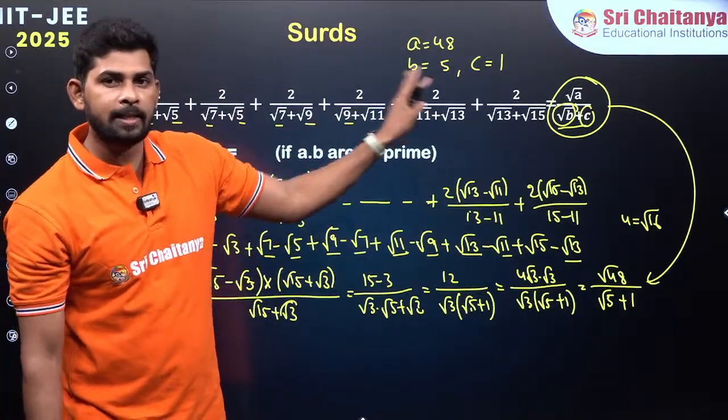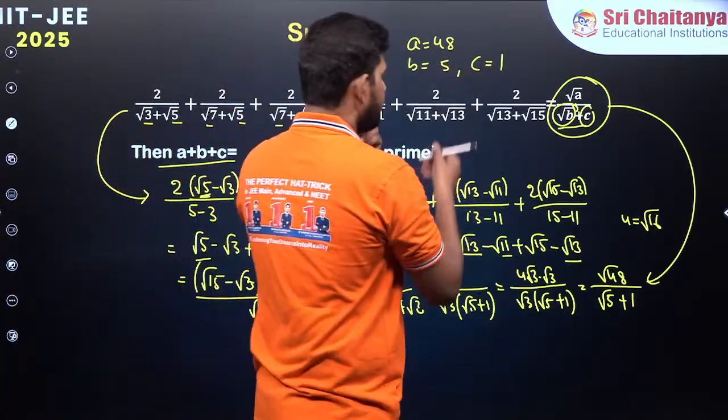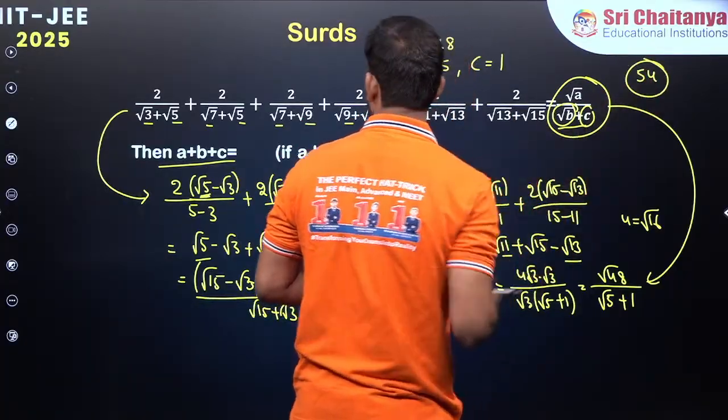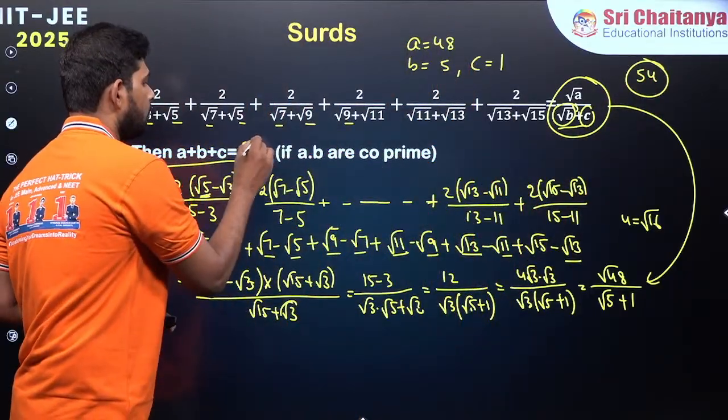Now you can add all these numbers. What are we going to get? 48 plus 1 plus 5 here, we are getting 54. 54 is our answer. 54 is the sum of the numbers.